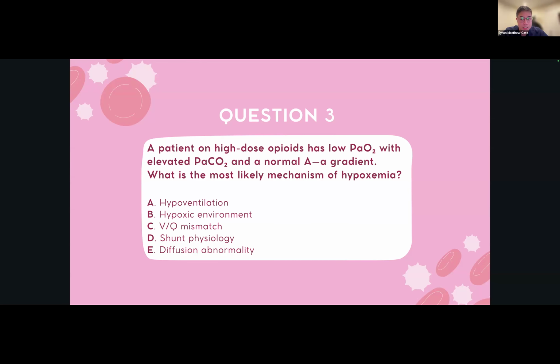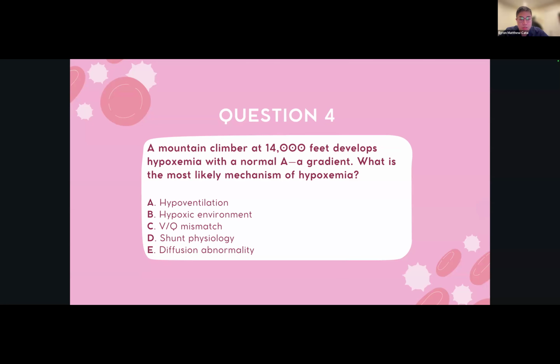All right. For the next question, we have a patient on high dose opioids that has a low PaO2 with an elevated PaCO2 with a normal AA gradient. What is the most likely mechanism of hypoxemia here? Yes. So for this one, we have hypoventilation secondary to the decreased respiratory drive due to the high dose opioids. So this leads to decreased oxygen delivery to the alveoli with decreased CO2 removal as well, which would decrease the PaO2.